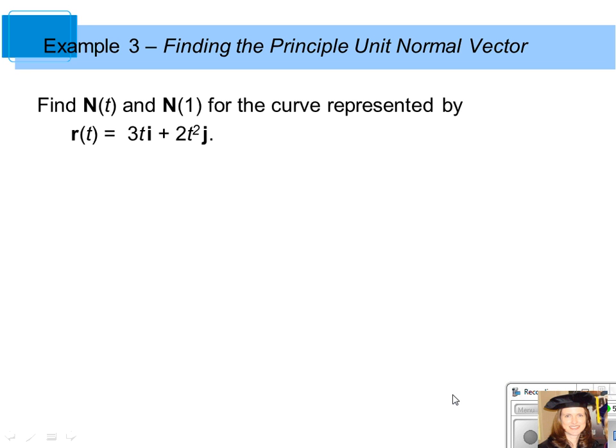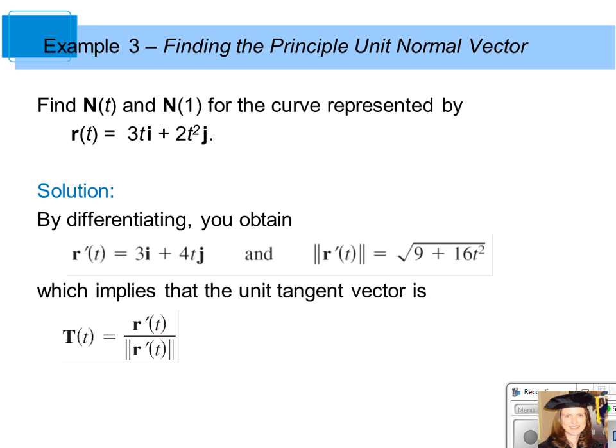All right, to find the principal unit normal vector, you must first find the unit tangent vector. The unit tangent vector is found by taking r prime of t divided by the magnitude of r prime of t. So r prime of t: the derivative of 3t is 3, the derivative of 2t squared is 4t. That's our r prime of t, and the magnitude of that would be the square root of 9 plus 16t squared. So your unit tangent vector is found by taking r prime divided by its magnitude. This is our unit tangent vector at any time t. You can plug in 1 to see the actual unit tangent vector at time t equals 1.